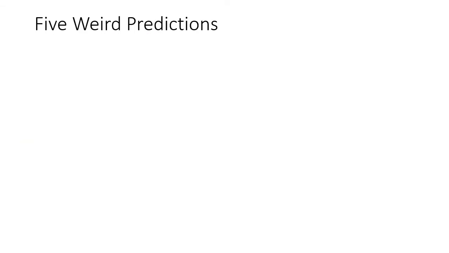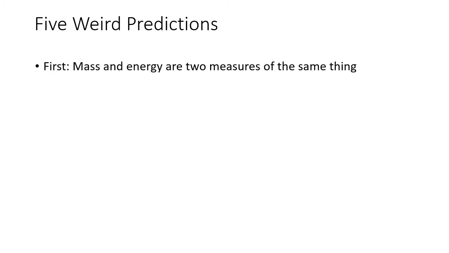Okay, so with what remains of the lecture here, we're going to look at the 5 weird predictions Einstein was able to make based on those two postulates. And again, some of these are going to get pretty weird, but you either have to believe them or you have to disagree with one of those two postulates. Let's explore them.